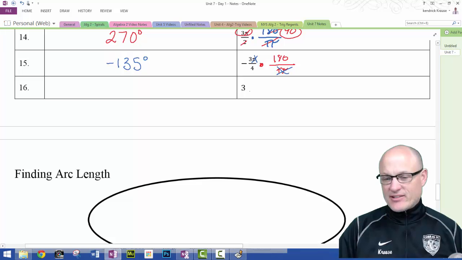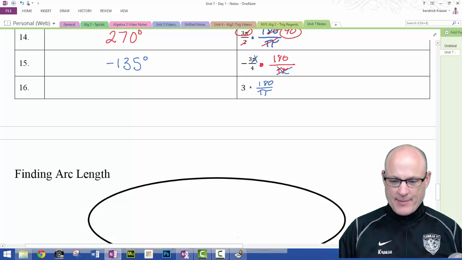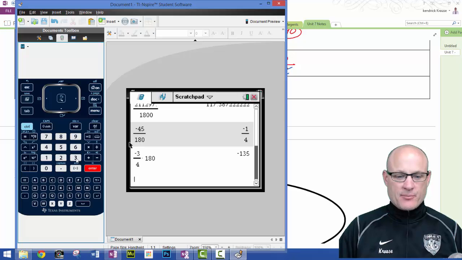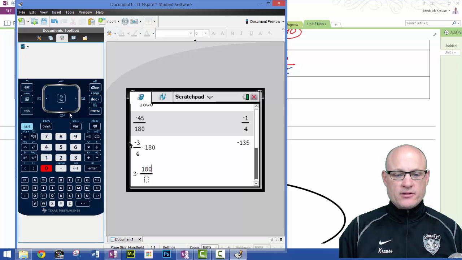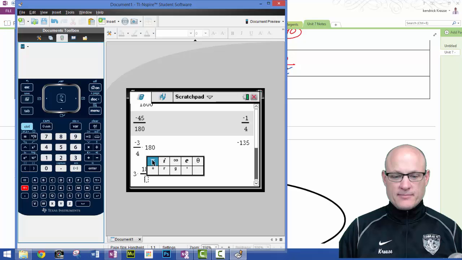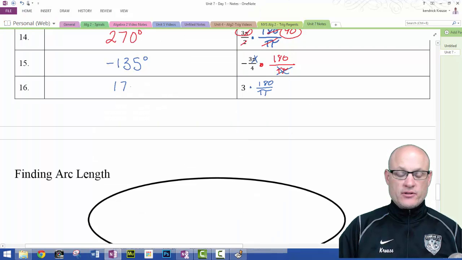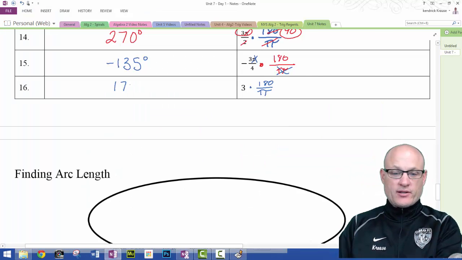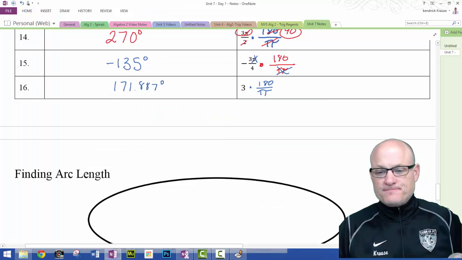Now, this is interesting. There's no pi to get rid of, but that's 3 radians. It's not 3 degrees, it's 3 radians. So we're still going to multiply by 180 over pi. But notice, there's no pi to get rid of. So I'm going to absolutely have to go into my calculator and type in 3 times 180 divided by pi. And there's your conversion, and you say, oh, that's 171.887 degrees.